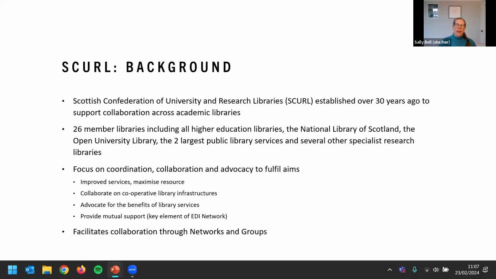And we aim to fulfil aims of improving services and maximising resources, collaborating on cooperative library infrastructures, advocating for the benefit of library services and providing mutual support, which is a really key element of the EDI network. So these kinds of aims are fulfilled through the facilitation of networks and groups.